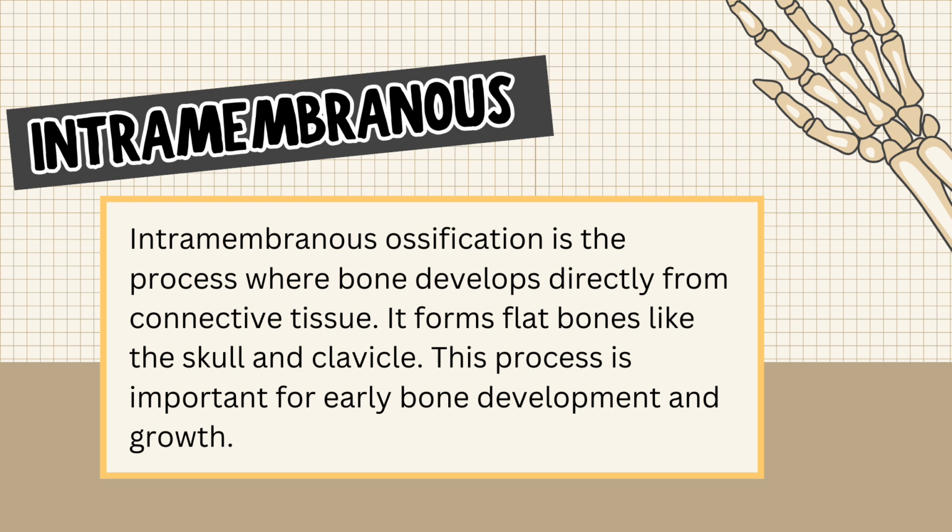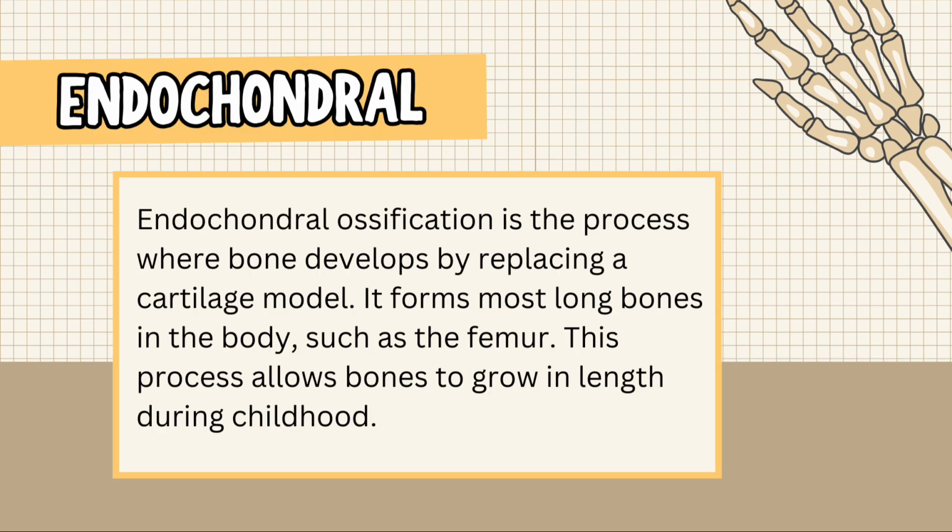Now let's move on to the second type, endochondral ossification. Endo means within and chondral refers to cartilage. So this process means bone forms by replacing a cartilage model. Here's a simple way to picture it. Imagine a cartoon skeleton made of rubber. That's the cartilage. Over time, that rubber slowly gets replaced by hard bone.